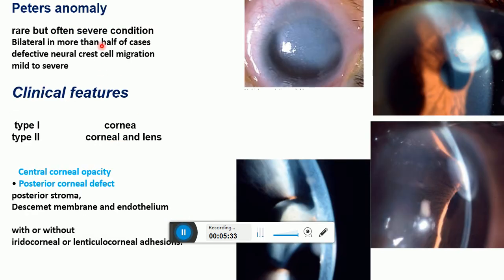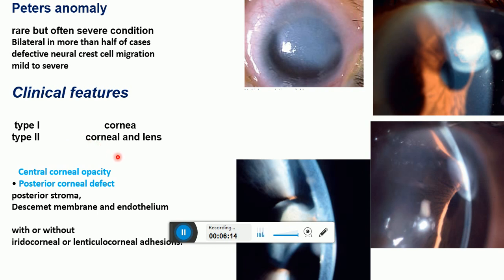Next is Peters anomaly. It is a rare but often severe condition that is bilateral in more than half of cases. It is the result of defective neural crest cell migration during fetal development. Manifestations range from mild to severe. Most cases are sporadic, although autosomal recessive inheritance has been described. Clinical features: there is Peters type 1 and Peters type 2. Type 1 affects the cornea alone. Type 2 shows both cornea and lens abnormality.